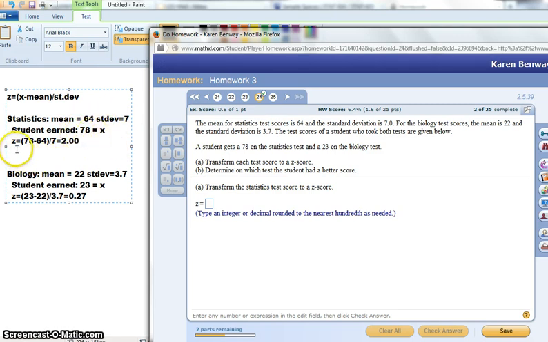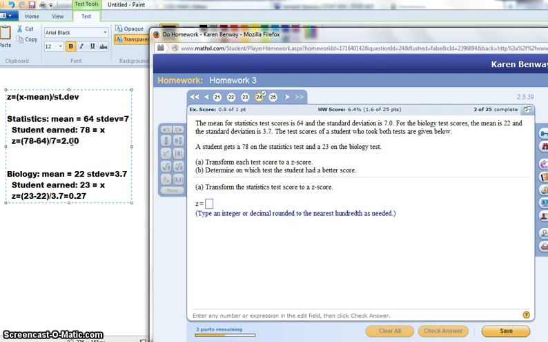So we calculate the z-score by taking 78, our particular value, subtracting the mean, and then dividing by the standard deviation of 7, which gives us a z-score of 2.00, which means that test score in statistics was 2 standard deviations above average.